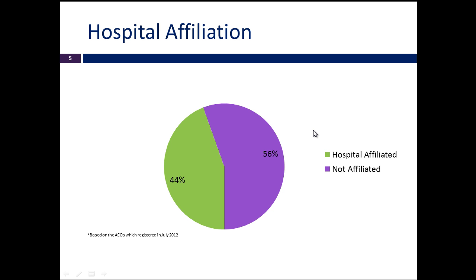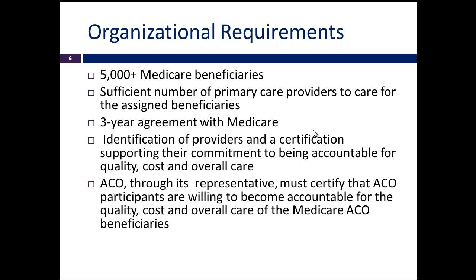Let's turn our focus now to the key organizational requirements for the ACOs. First of all, ACOs must have a minimum of 5,000 Medicare beneficiaries. That is 5,000 Medicare beneficiaries who are associated with the providers who are a group and are members of that particular ACO.